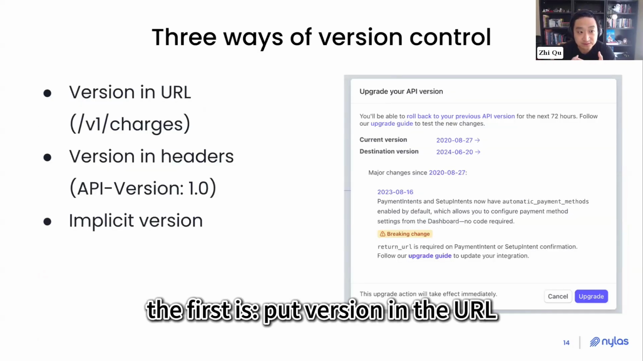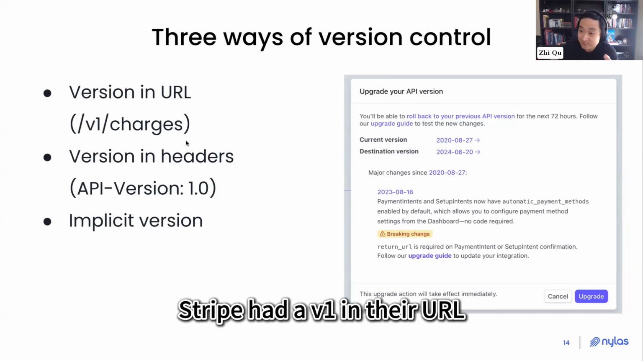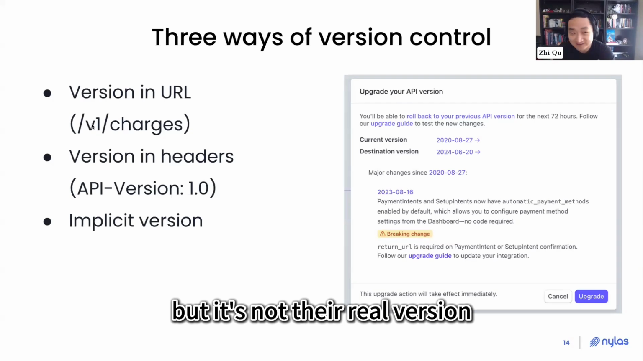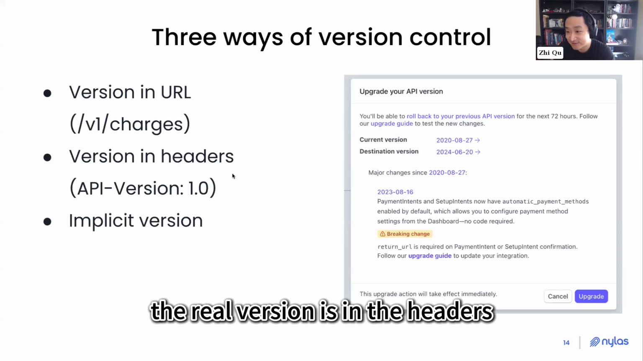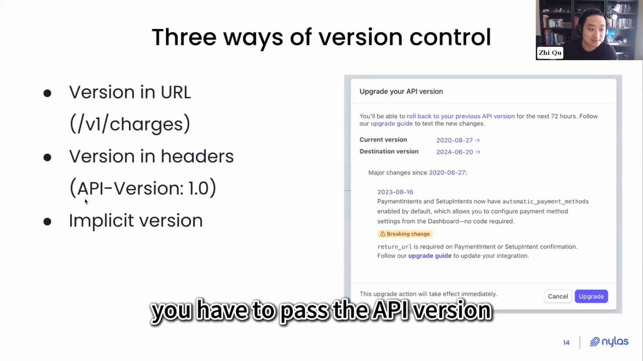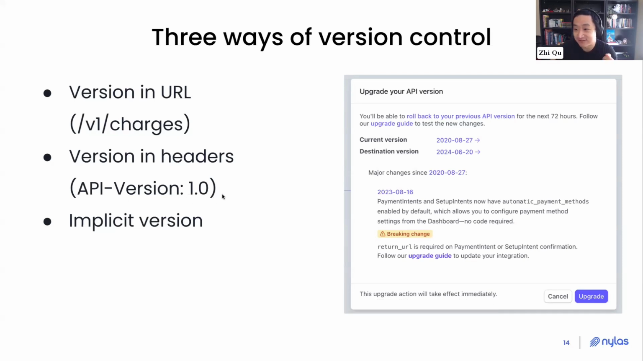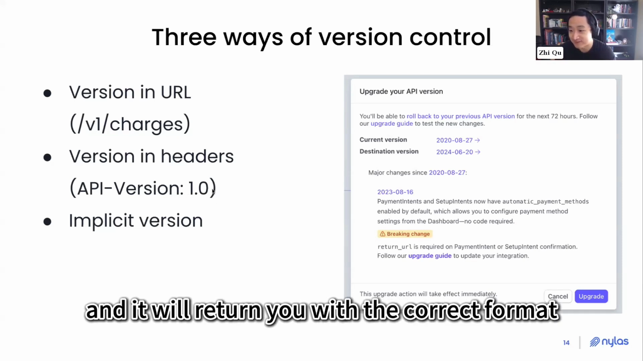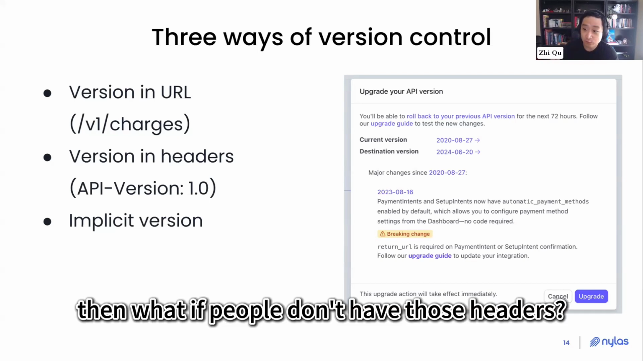The first is the version in the URL. Nylas, we do that. Stripe, they have that V1 always, but it's not the real version. The real version is in headers. So you have to pass the API version and the real version to Stripe, and they will return you with the correct format. Then what if people don't pass those headers?